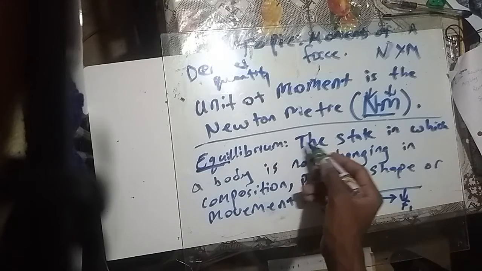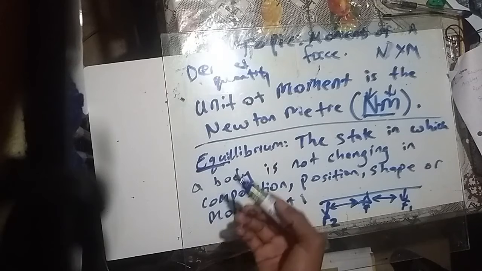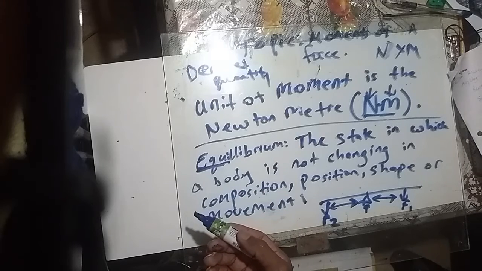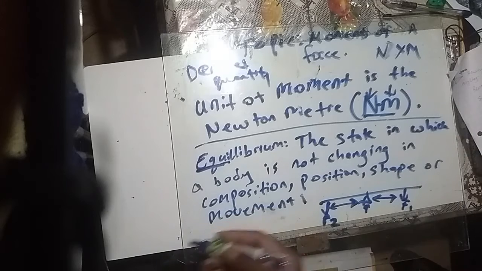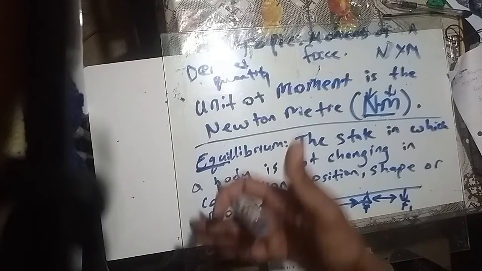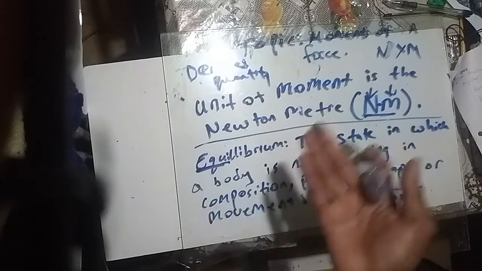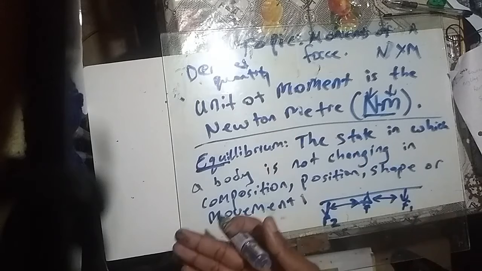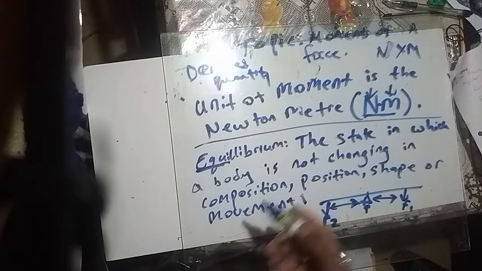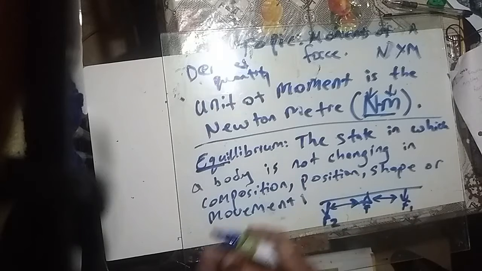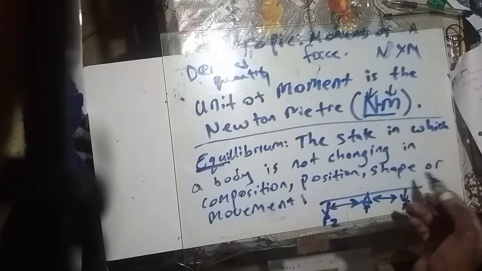So this is defined as the state in which a body, and a body in this case can mean a ruler that you're trying to find the moment of, right? Or a meter ruler, also a meter rule, or a door with a hinge on it that is attached to a door jamb. It can be a wrench, right? A pliers that you're using to untighten a bolt. So a wide range of items. All of those things are called the body. Is not changing in composition, position, shape, or movement.